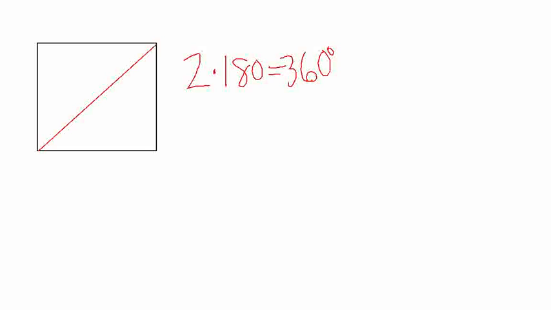Now, the reason we're going to get 360 for every quadrilateral is because you can divide every quadrilateral into two triangles. There's a goofy looking quadrilateral, but watch this. I can divide it that way, and once again I have two triangles. So once again, the sums of the measures of the interior angles of all quadrilaterals add up to 360.